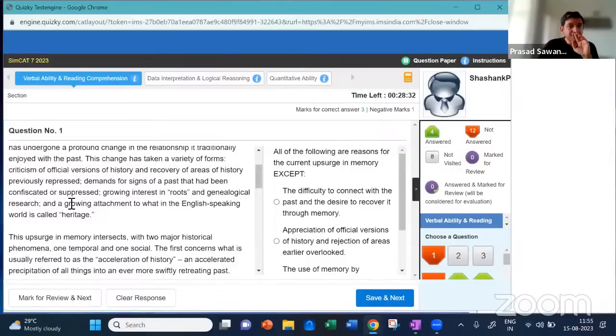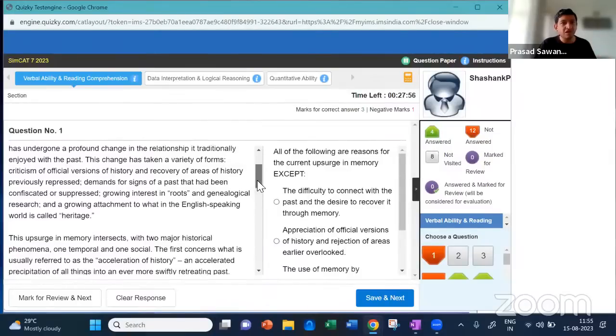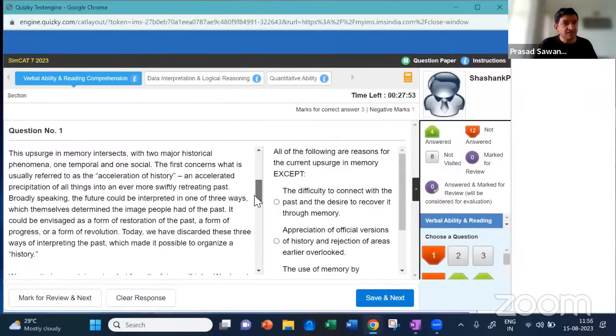Demands for science of a past that has been confiscated or suppressed. So we are saying that criticism of official versions of history. So whatever happened in the history, we're criticizing it. Yes, whatever happened in the past was not good or not well documented or was not really effective. Okay. Second thing is demands for science of a past that has been confiscated or suppressed. So whatever has not been exposed to us, we are saying that we want to look at that. Growing interest in roots and genealogical research, and a growing attachment to what the English-speaking world calls heritage. So again, we are talking about the past and the various ways people want to get at it, however we react to history, right? So let's see. The upsurge in memory intersects with two major historical phenomena, one temporal and one social.